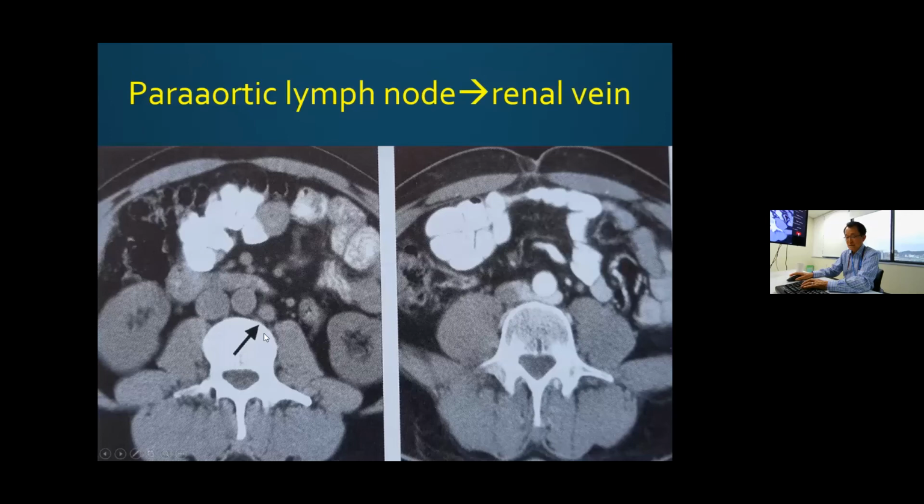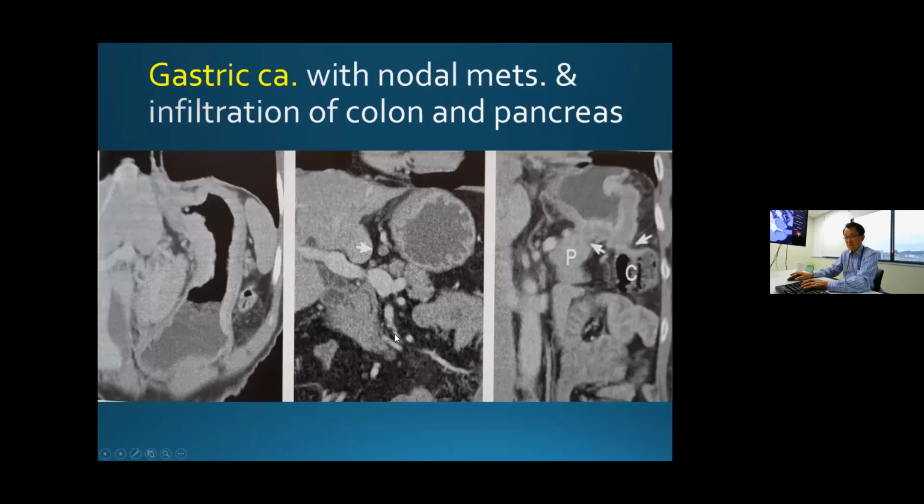Sometimes this is the aorta and vena cava. So there is a left para-aortic node at the level of the kidney, L1 or L2. But later, contrast shows the renal vein crossing here. So a non-contrast study is impossible. Gastric cancer here or surrounding lymph node metastasis.